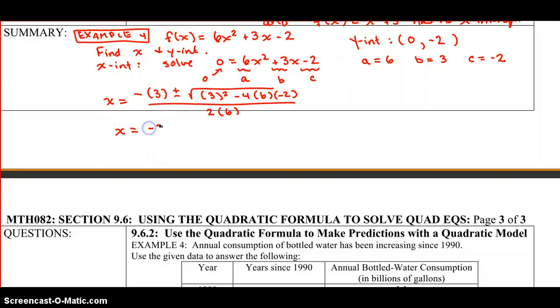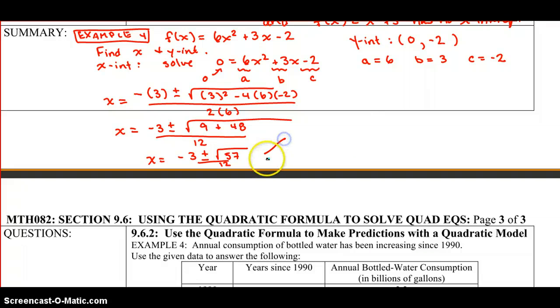So the opposite of 3 is negative 3, plus and minus the square root. 3 times 3 is 9. And in here, 4 times 6 times 2, we're going to get 24 times 2, 48, and positive. And 2 times 6 is 12. Okay, so here we're going to get x equals negative 3 plus and minus the square root of 57 over 12. Okay, so 57 is not one of our perfect squares, and in the homework we are asked to leave some of these exact, so we can't give this as some rounded decimal.